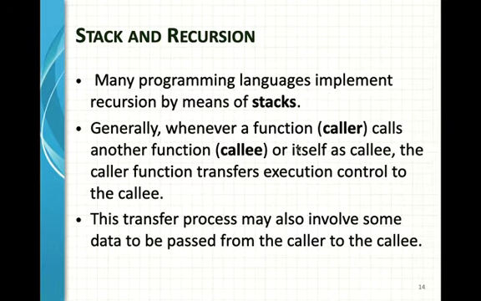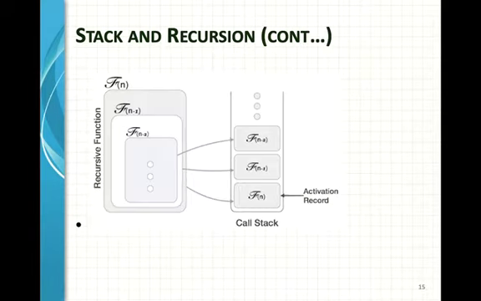So generally, whenever a function, that is the caller function, calls another function, that is the callee function, or itself as a callee, the caller function transfers the execution control to the callee. So for these control transfer cases we obviously need the stack. This transfer process may also involve some data to be passed from the caller to the callee.